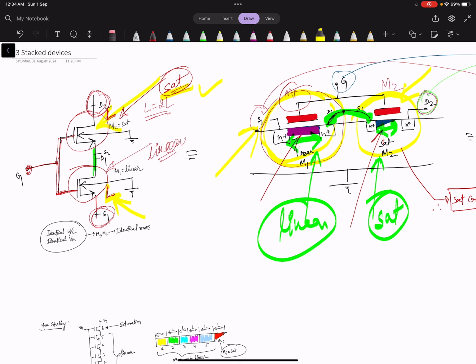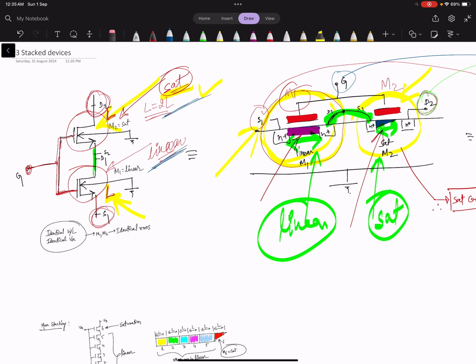So the only condition is that both the sizes, basically the W of M1 and M2 and the length of M1 and M2, should be made the same. Then M1 and M2 are identical, and we can say that this condition, saturation and linear, will be there.